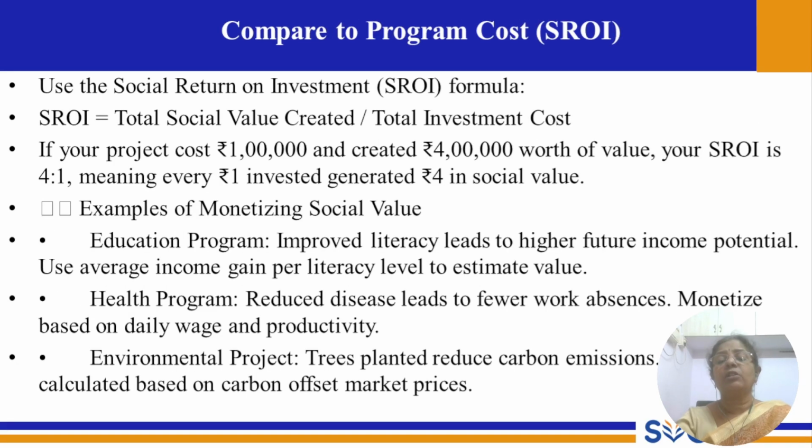Compared to program cost, use the social return on investment formula. SROI is equal to total social value created divided by total investment cost. So if your project cost is around rupees 1 lakh and created 4 lakh worth of value, your SROI is 4:1, meaning for every rupee 1 invested, you have generated rupees 4 in social value.